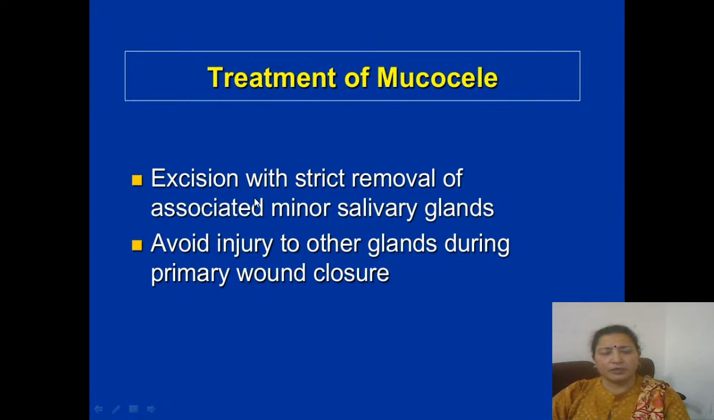Treatment is excision with strict removal of the associated minor gland. If the gland is the culprit, you have to be careful that it's removed along with it. Then avoid injury.